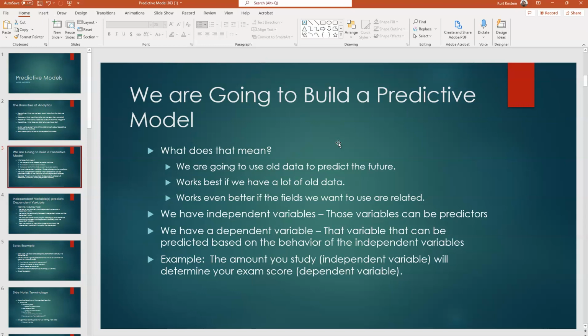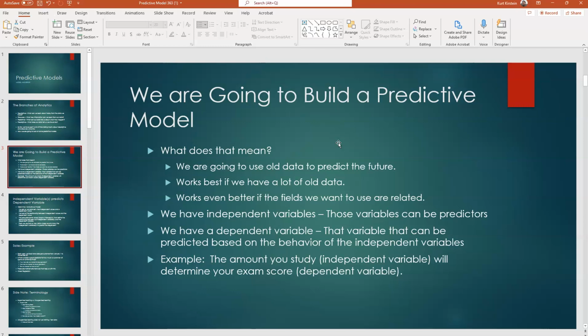And that variable, once we build our model, is going to be predicted based on the values of the independent variables. So the independent drives the dependent. And it makes sense because independent, of course, is independent. Dependent is dependent on the independent. So we will see how the dependent variable becomes the outcome of this process. It's the outcome of your model.